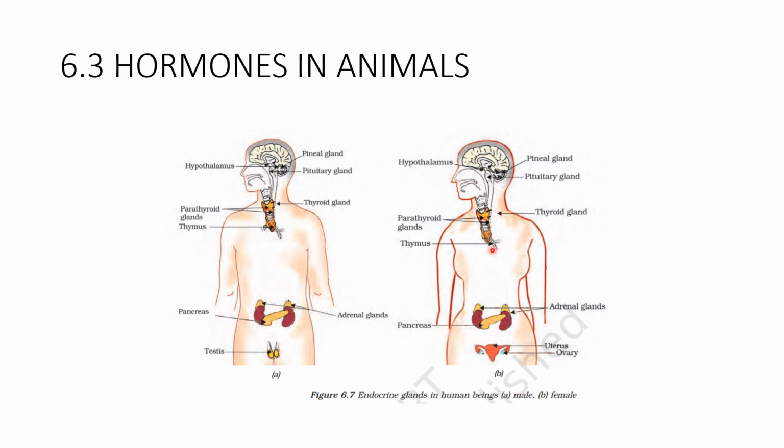All these are same in females also, pancreas, adrenal glands, right? Now, this is different. This testis in male and uterus and ovary in female, right? So these are the endocrine glands which release hormones in animals.